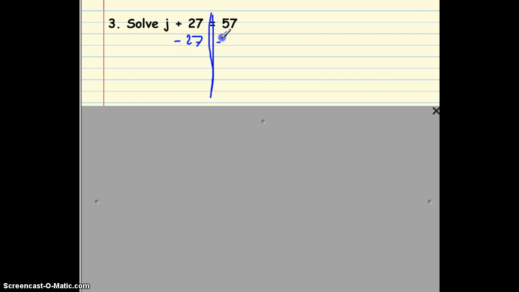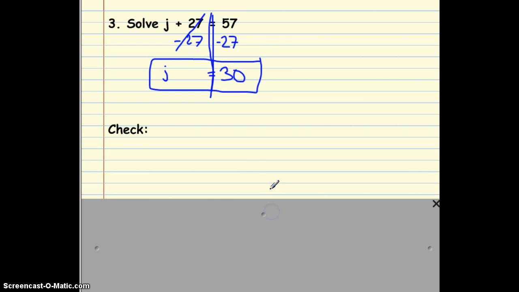Whatever we do to one side, we have to do to the other side. So we're going to subtract 27 from both sides. Then we've got j plus 27 minus 27 is 0. We can cross it out. Equals 57 minus 27 is 30. If you showed your work just like this and got j equals 30 for your answer, you are probably correct. But let's check it real quick. J is 30. We've got j plus 27. So 30 plus 27. Does that equal 57? Of course it does. We were correct.